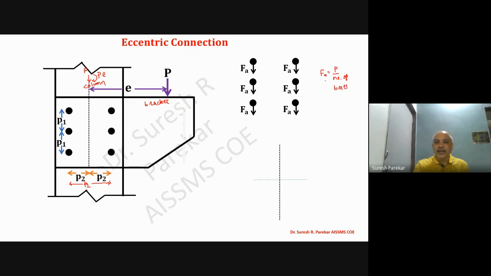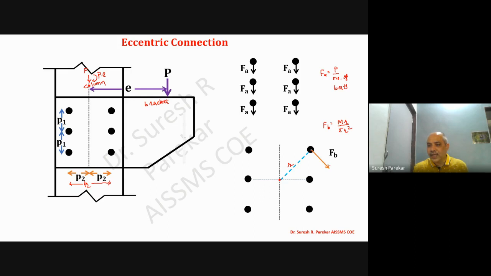Now we can have another value of the force in the member, which is due to moment, and that we can find Fb is equal to M into r upon summation r square. And r, that is the distance of the center of the bolt from CG of the bolt group. And then we are going to get Fb value. How we will get Fb? We will connect bolt centroid of bolt group to the center of this, and then force is perpendicular to this.